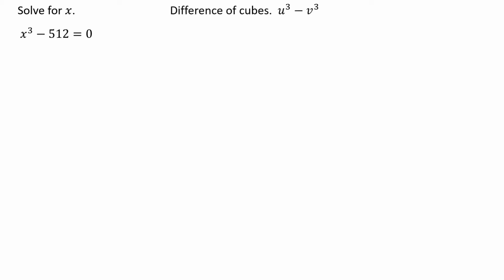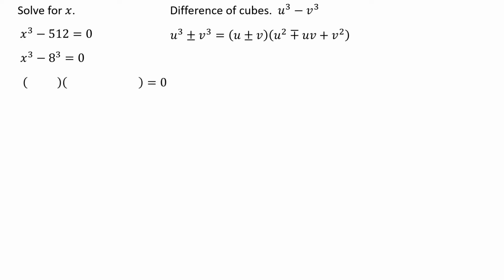We're looking at u to the third minus v to the third, because 512 is just 8 to the third power. So u minus v will become x minus 8. U squared will become x squared. Now we got to flip the sign, so be positive. U times v, well, x times 8, we'll write it as 8x. Last symbol is always positive, so we'll put a plus. V squared, well, 8 times 8 is 64.